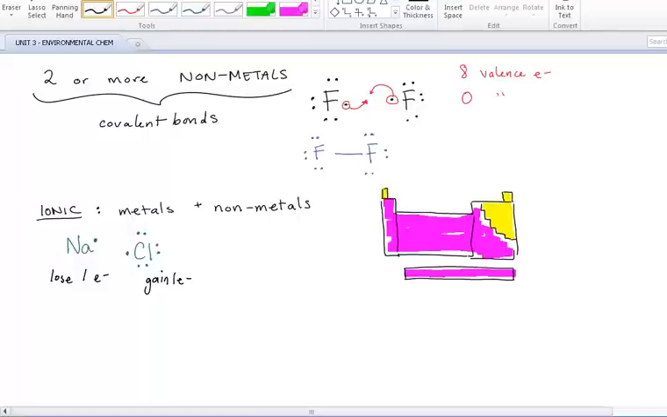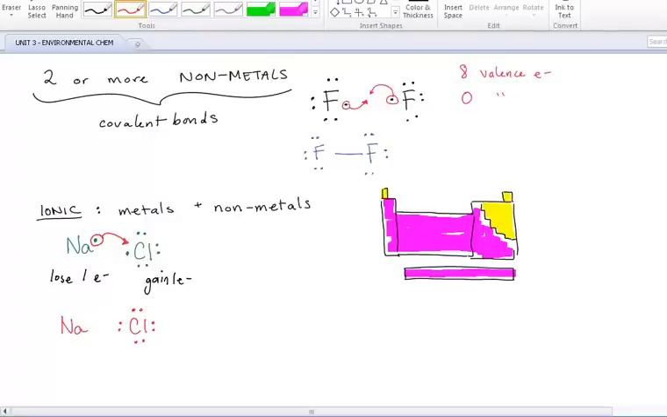So let's revisit this. Sodium wants to lose an electron, chlorine wants to gain an electron. It should be fairly obvious. Sodium is simply going to donate its electron to chlorine. It's going to give it up completely because it would rather be empty than have 1. So what you're left with is sodium, which looks like this, with an empty outer shell, and chlorine, which looks like this, with a full outer shell.